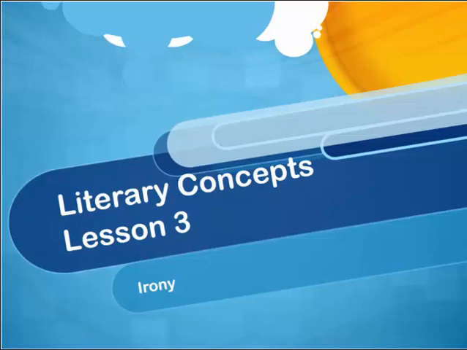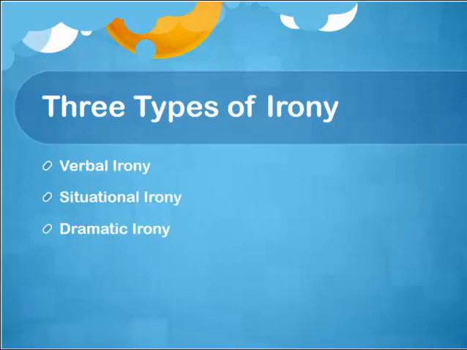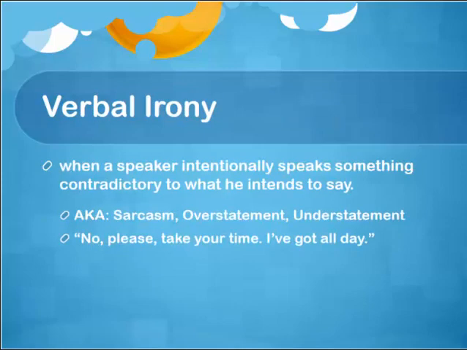This week's literary concepts lesson is about irony. To start off with, we'll talk about the three types of irony. We have verbal irony, situational irony, and dramatic irony. Of the three, verbal irony and situational irony are going to be the ones that you're probably most familiar with. So let's start with verbal irony.